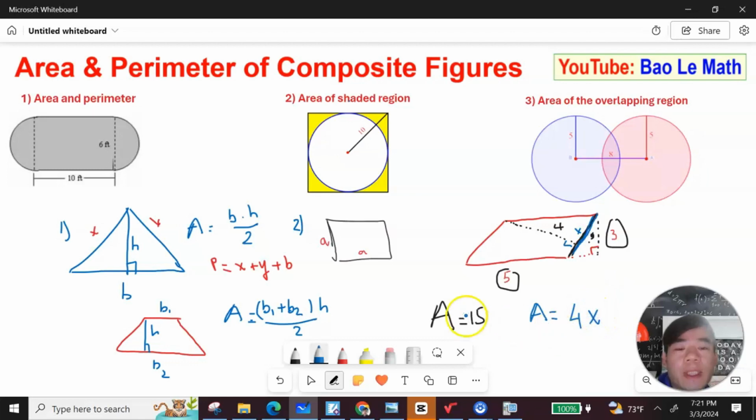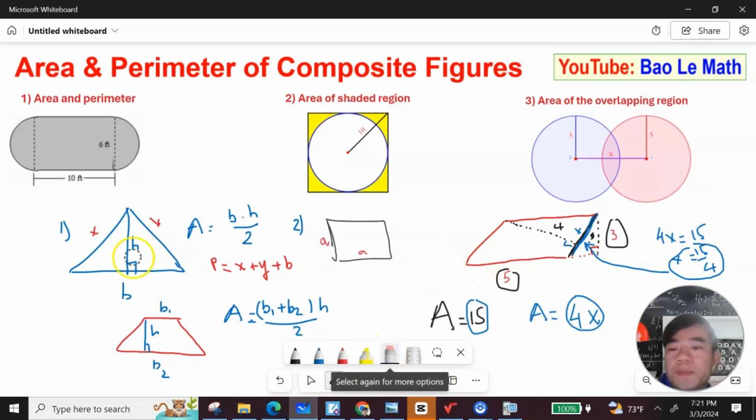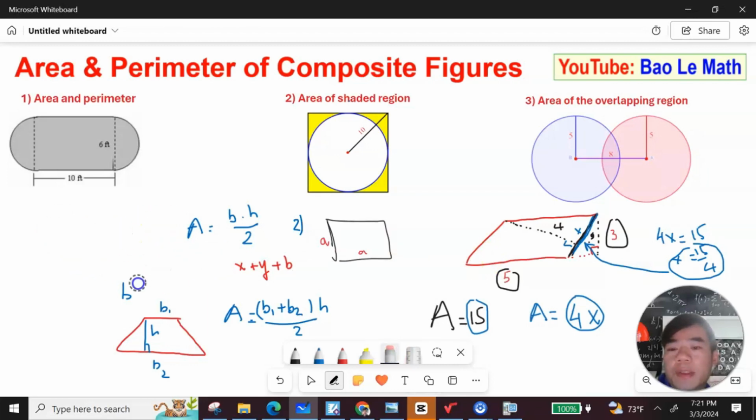You have two different ways to calculate the area, but they give the same area. So it's going to be 4S equals 15, and S equals 15 divided by 4. So that is your answer for this side, 15 divided by 4. I hope you understand this concept. Now we're going to move on to the rhombus.